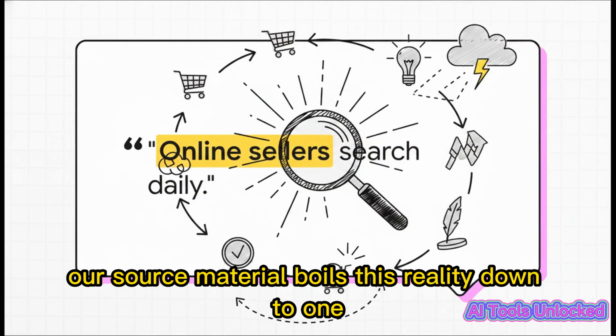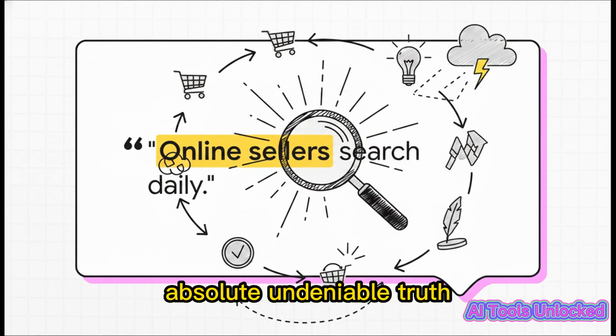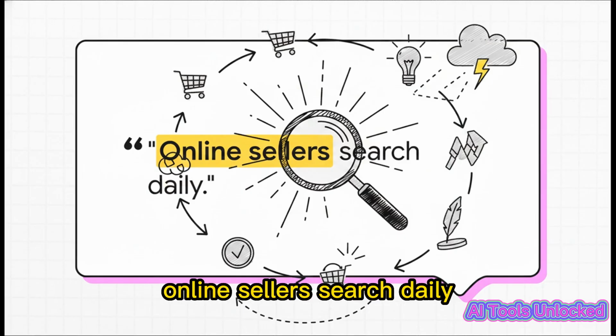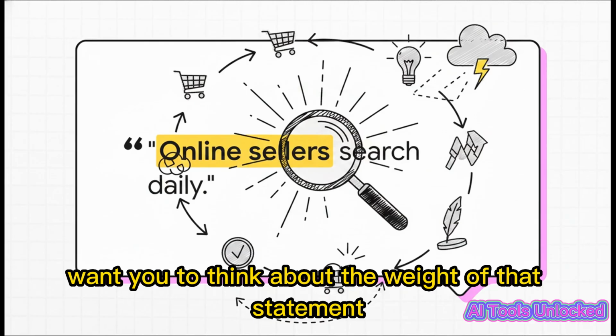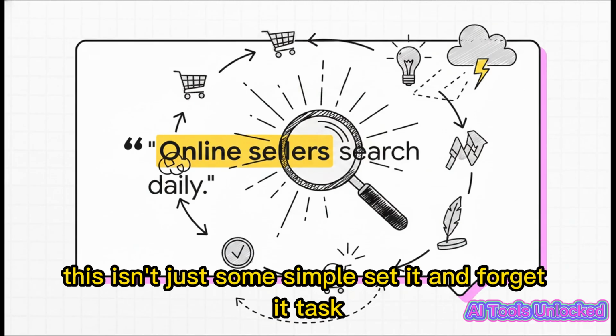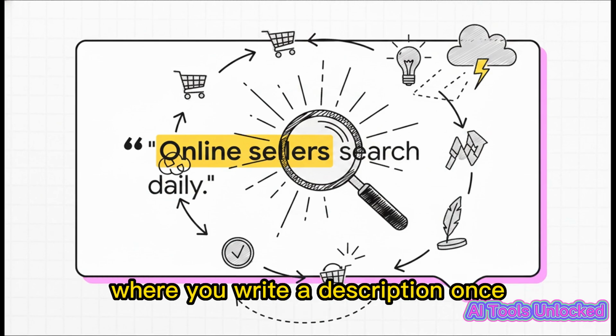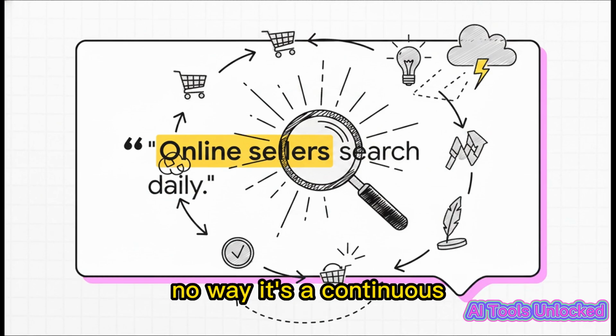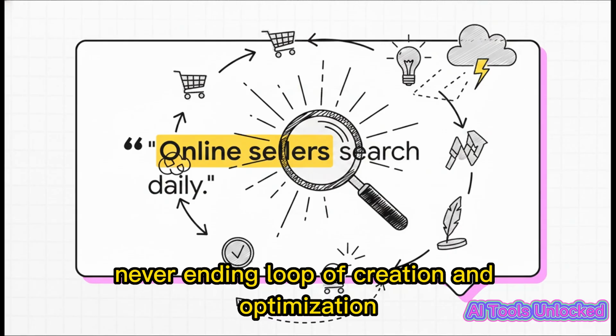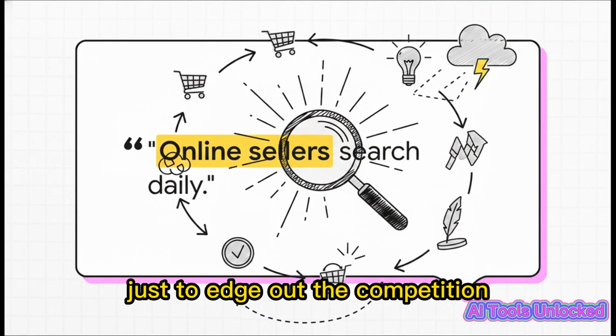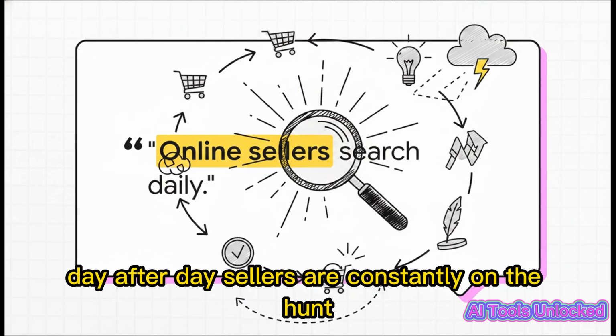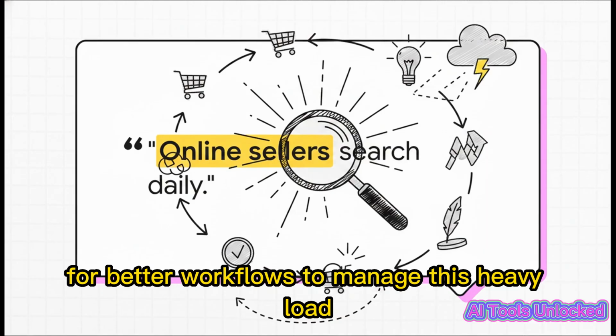Our source material boils this reality down to one absolute, undeniable truth. Online sellers search daily. I really want you to think about the weight of that statement. This isn't just some simple set it and forget it task where you write a description once and walk away for the year. No way. It's a continuous, never-ending loop of creation and optimization just to edge out the competition, day after day. Sellers are constantly on the hunt for better workflows to manage this heavy load.